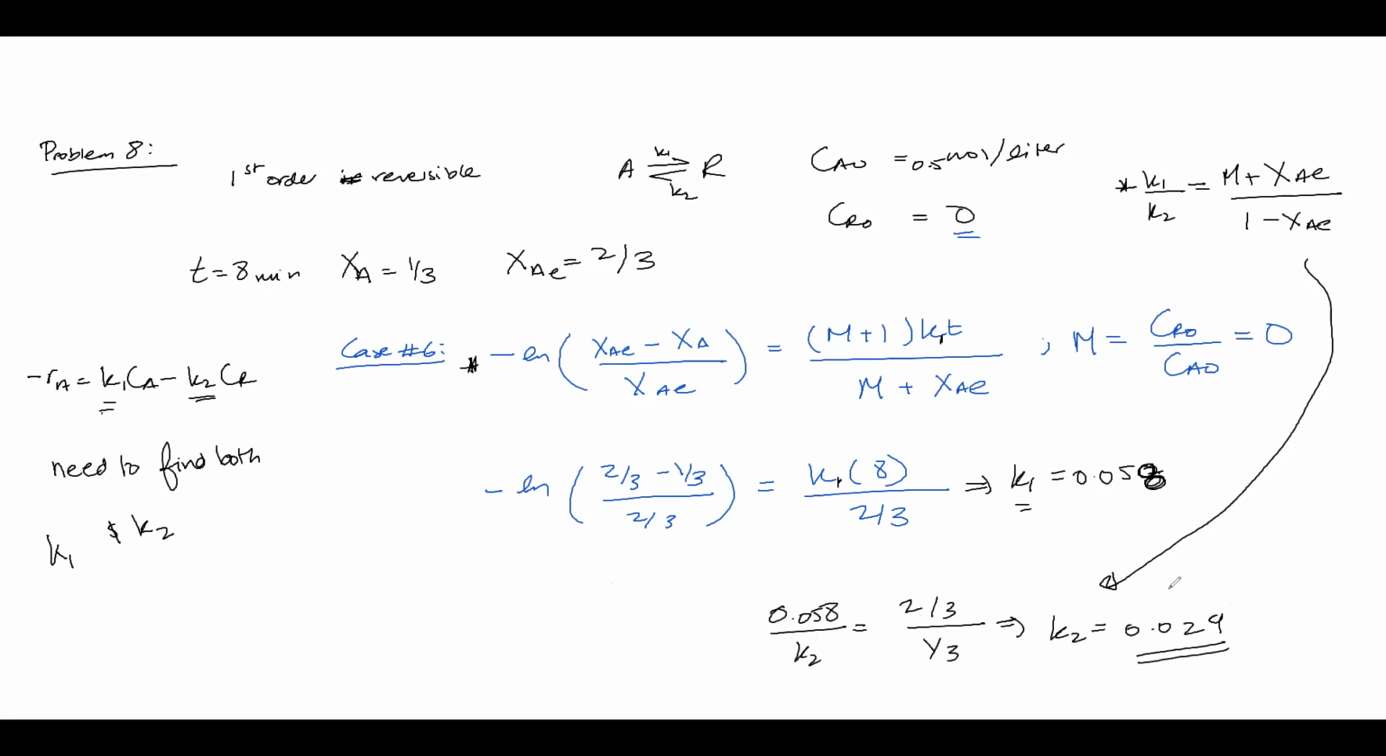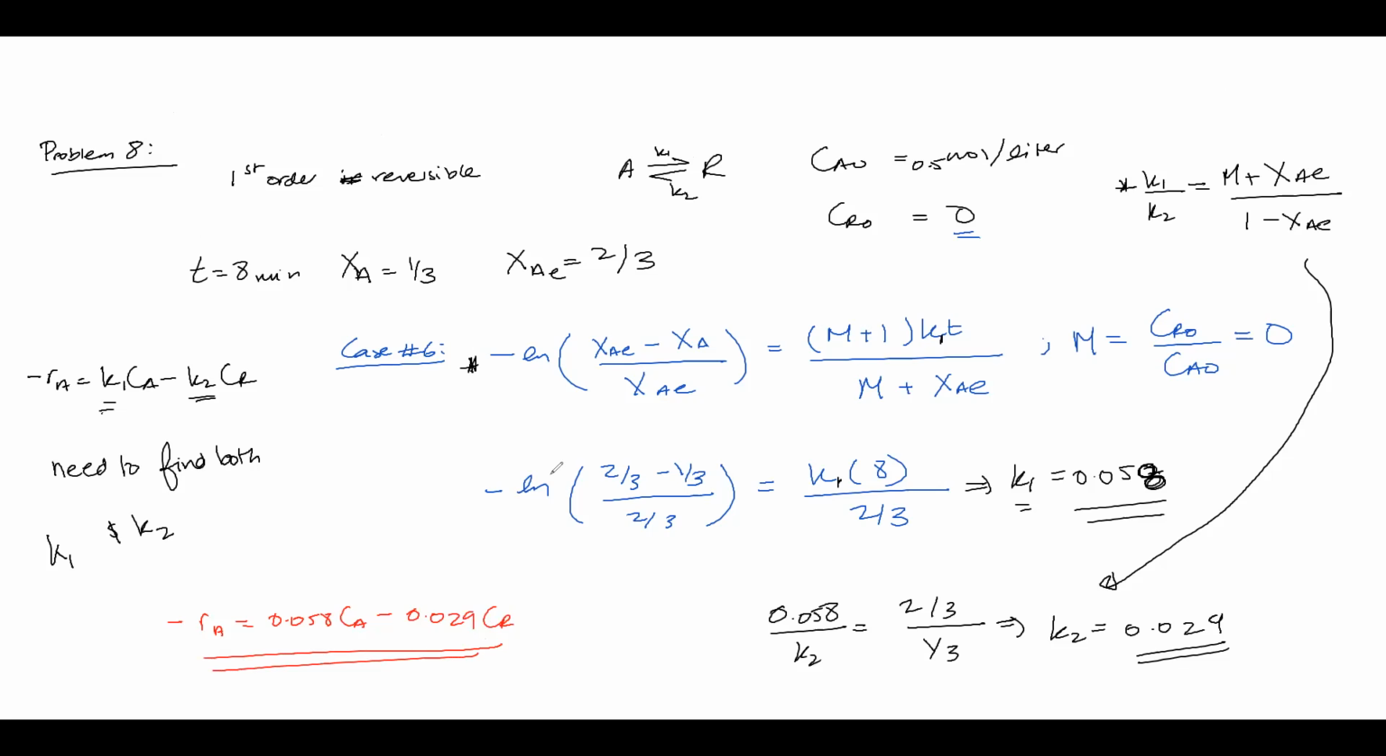0.029, right? So I have k1 and k2, I can plug them in here to get the rate expression. So minus rA will be equal to 0.058 CA minus 0.029 CR, and this is the answer to this problem. Again, just remember when you have a reversible reaction, I have two expressions, one for the forward and one for the back reactions.